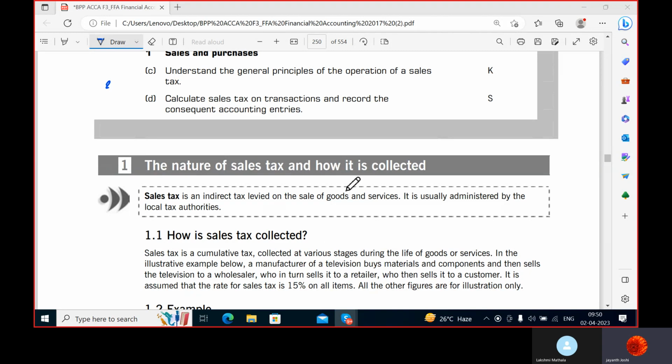So today's topic is sales tax. Okay, we are going to start with sales tax. See, first and foremost, sales tax. What is sales tax? It is an indirect tax which is paid by the ultimate customer on sale of goods and services.